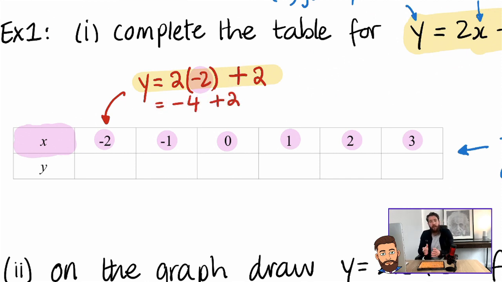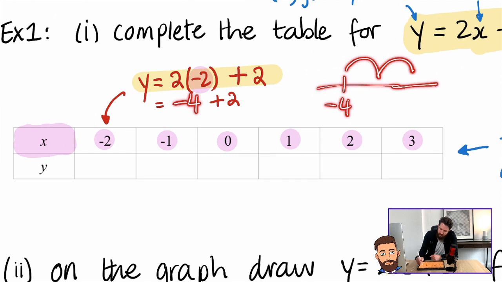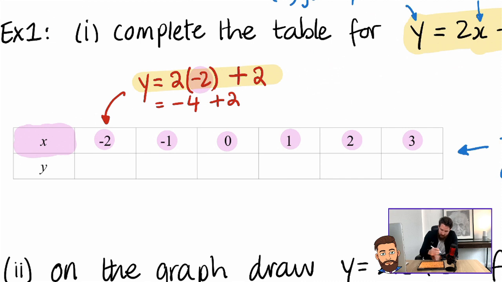Again, like a lot of topics in maths, if you don't have a really good understanding of positive and negative numbers, that's where you make the mistakes. The actual content of this isn't difficult. Where students make mistakes is not understanding or making silly mistakes on positive and negative numbers. But if we're careful, if we're starting at -4 on a number line and we're adding 2, where would that get us? It would get us to -2. So the answer for y here is simply -2.